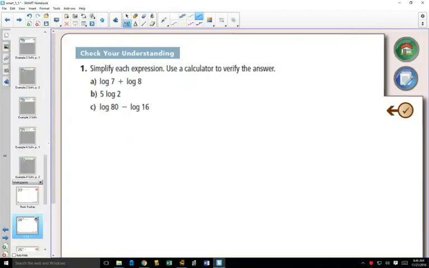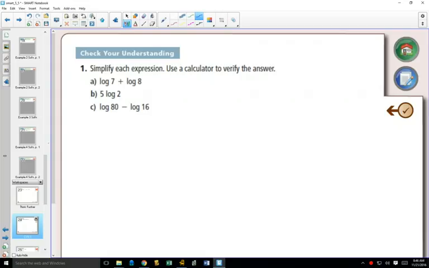So, simplifying each expression. What does that mean for logarithms? Well, in each of our equations up there, if we can write things as a single log, we're going to say that it's simplified. So in the first one, we have log 7 plus log 8. Here we're adding two logs together.